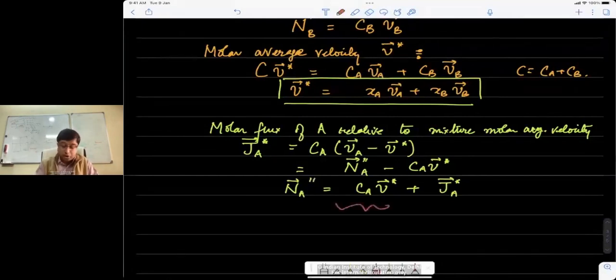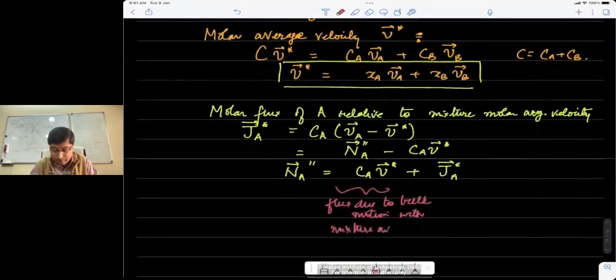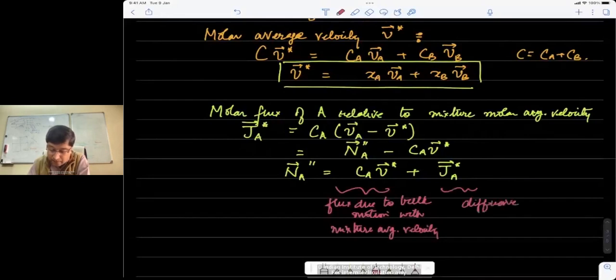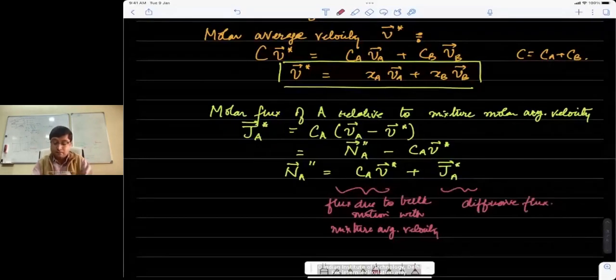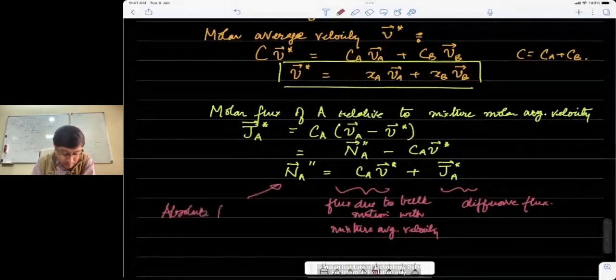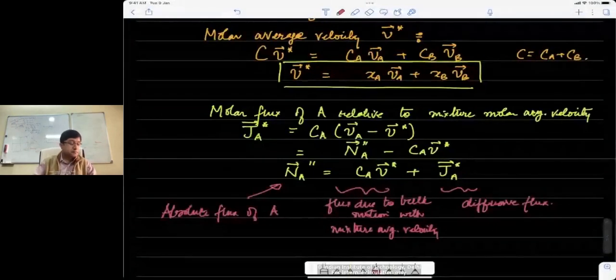One is the flux due to bulk motion with the mixture average velocity. And the second part is the diffusive flux, which you can also say is the relative motion of particles of A. And note that N double dash A that I've written here is the absolute flux of A, or total flux of A. But that is measured with respect to a fixed coordinate system, not a moving coordinate system.